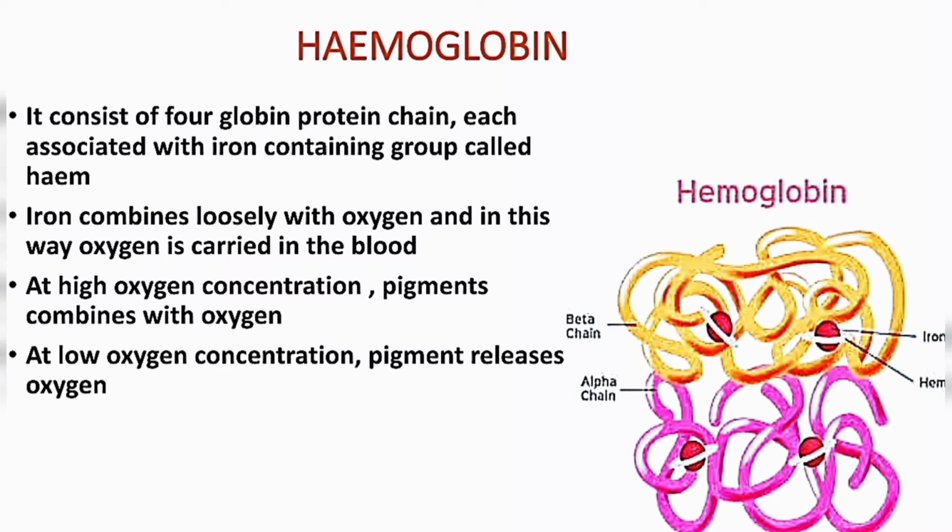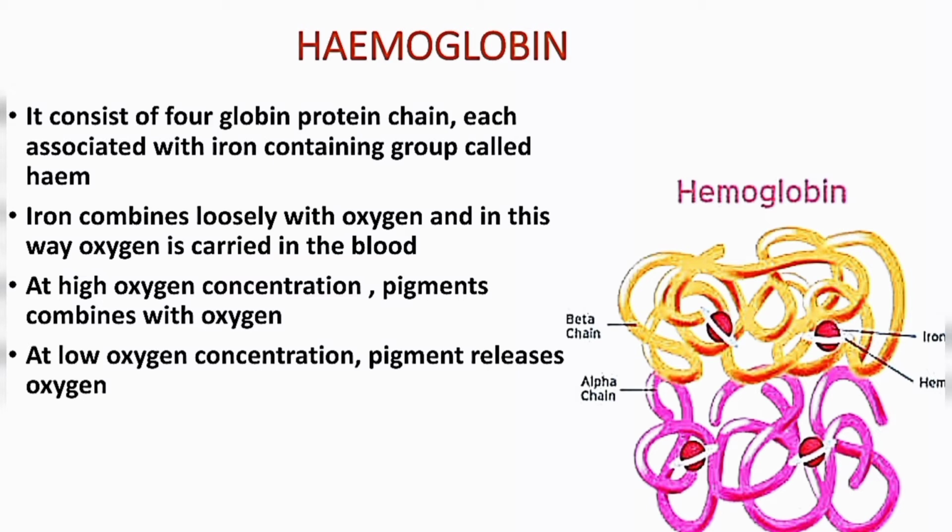High concentration and low concentration of oxygen: when there is a high concentration of oxygen, there are more molecules of oxygen in the blood than needed. So the level of oxygen molecules in the blood is higher than needed. And low concentration of oxygen means there are fewer molecules of oxygen in the blood than needed. When there is a high concentration of oxygen, the pigment combines with the oxygen.